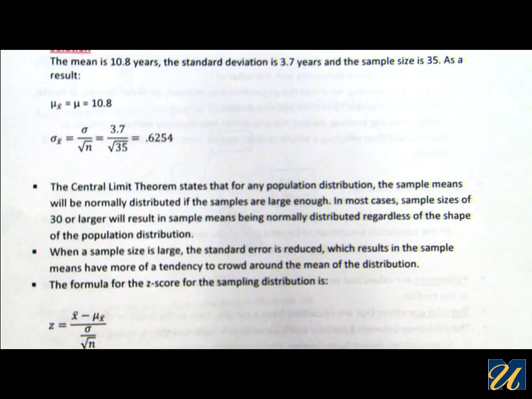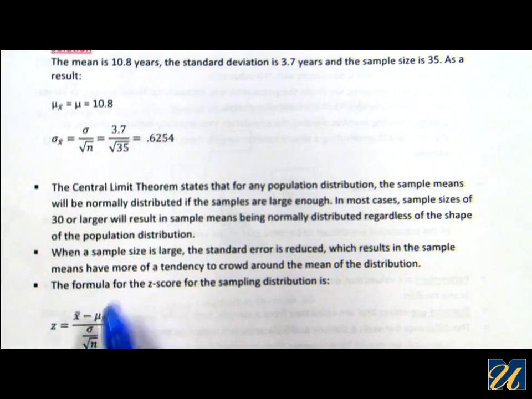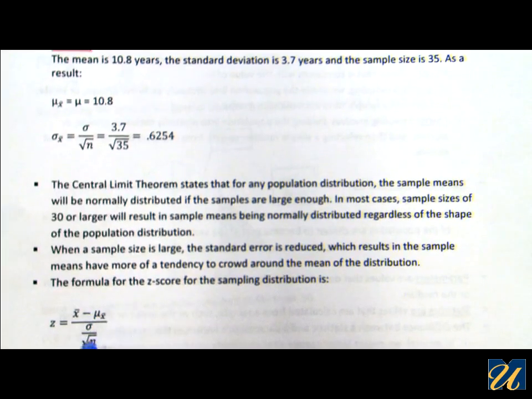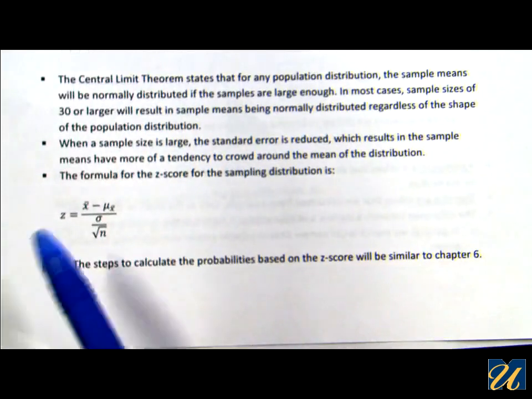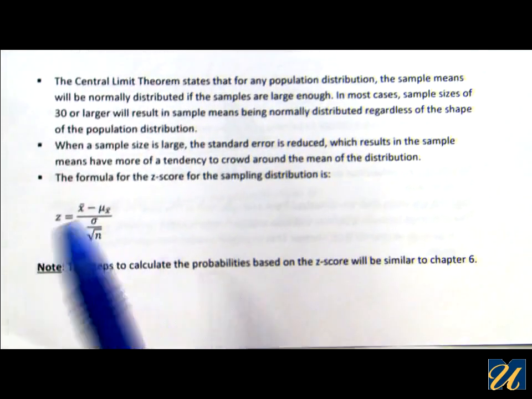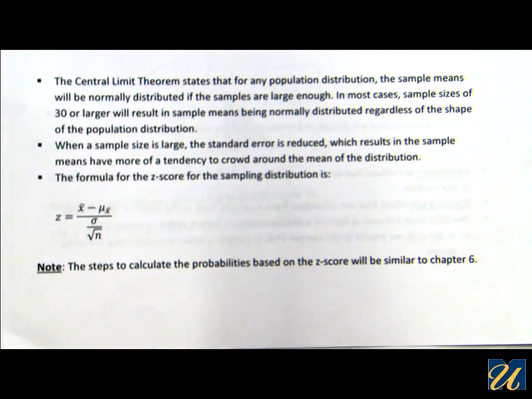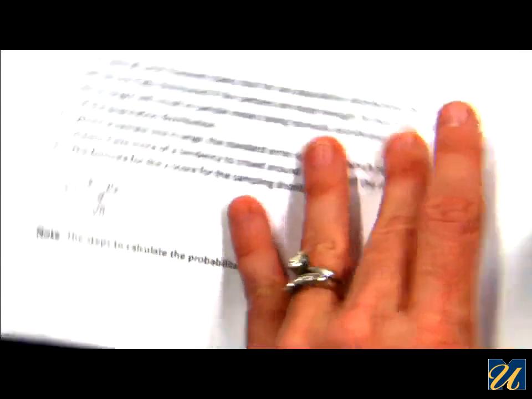The formula for the z-score for the sampling distribution is x bar minus mu x bar over sigma divided by square root of n. Sigma divided by square root of n makes the sigma x bar, the standard error of the mean. Since we have normal distribution, we will calculate the probabilities the same way as we did in the previous chapter.